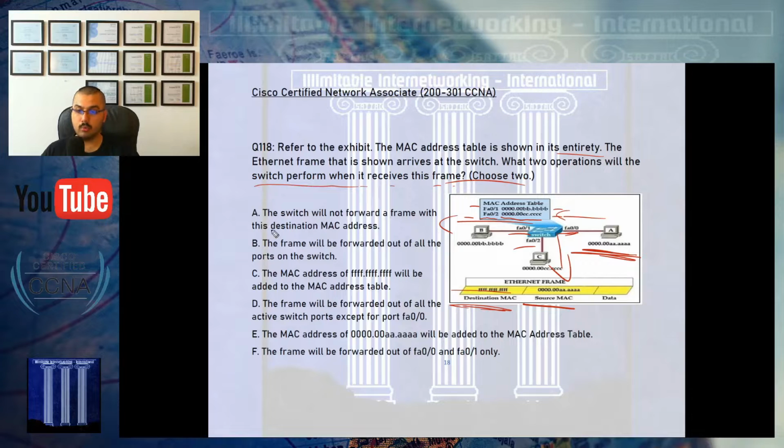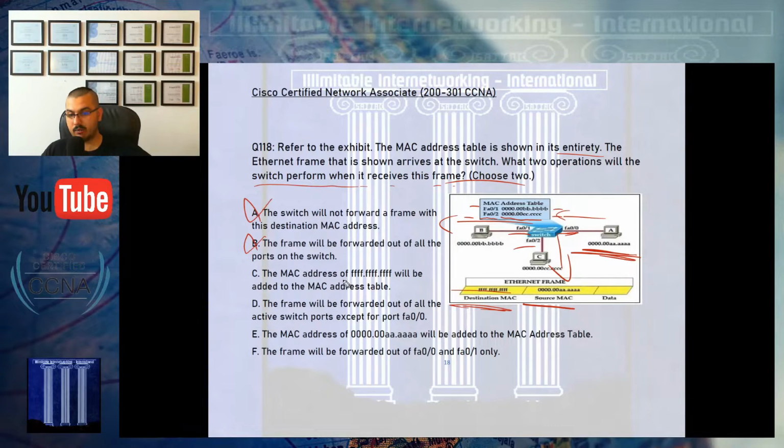We need to choose only 2. A, the switch will not forward the frame with the destination MAC address. No, frames will be forwarded. This frame will be forwarded. The frame will be forwarded out of all the ports on the switch, not all of them, but out of FA0/1 and 2, except for FA0/0. It will not be forwarded out of it.